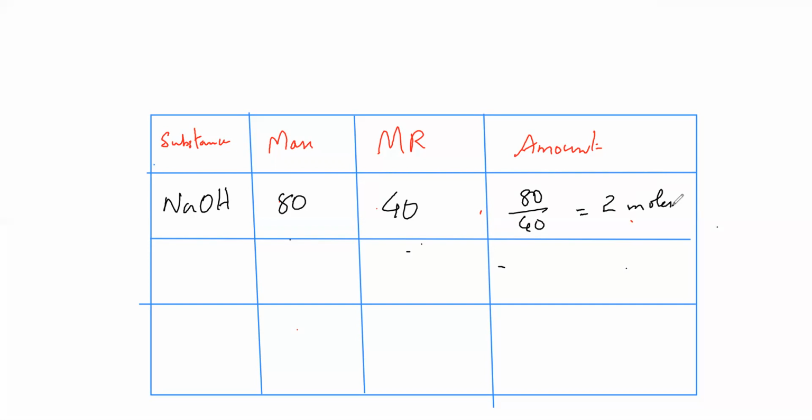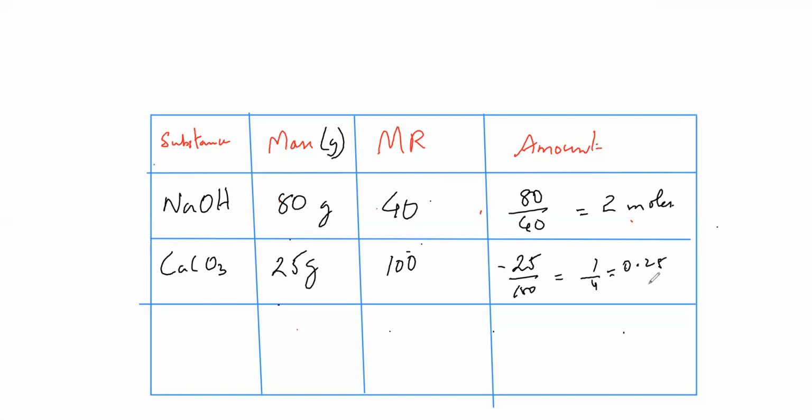Suppose we are taking calcium carbonate. The mass is always in grams. Given is 25 grams, everything is in grams. MR is given as 100. CaCO3, it is 100 actually. Correct? So what do we do? We do 25 by 100 respectively. So we'll get 1 by 4, that is nothing but 0.25 moles.